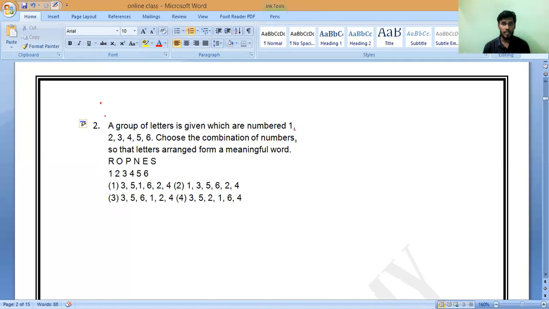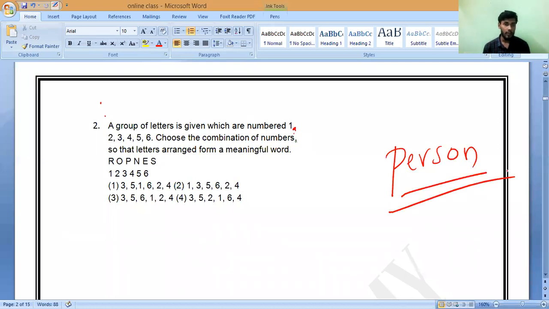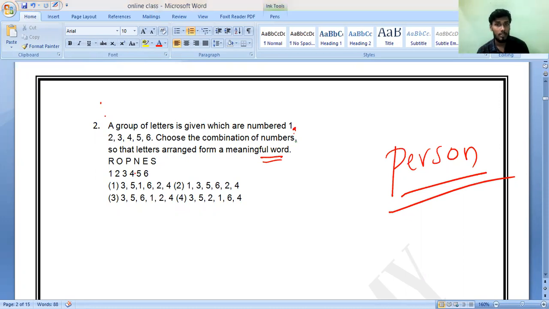Dilipan, Padmavarshini. A group of letters is given which are numbered as 1, 2, 3, 4, 5, 6. Person. Is it person? Correct or not? Verify. So choose the combination of numbers so that the letters arranged form a meaningful word. You can verify. Very easily you can understand that it is a person because every letter is directly visible to us. Somebody has answered already. Kevin only. Others? Sir, first is the answer, sir. Have you found?